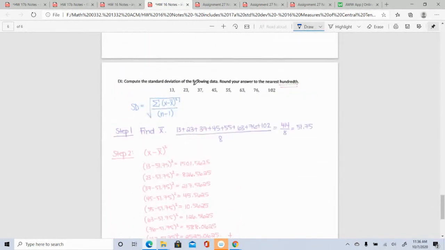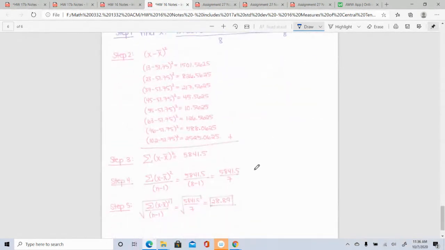N is how many numbers? 1, 2, 3, 4, 5, 6, 7, 8. There are 8 of them there. So when you get to here, you have to do 8 minus 1 as part of your formula. Once you do that, you figure out this part. It's kind of broken up a little bit, but you can take that formula and do it step by step.